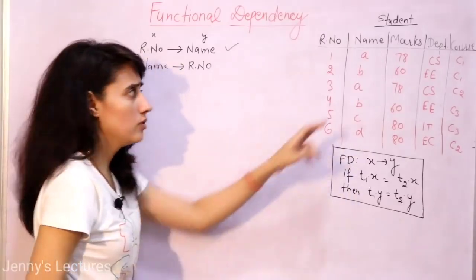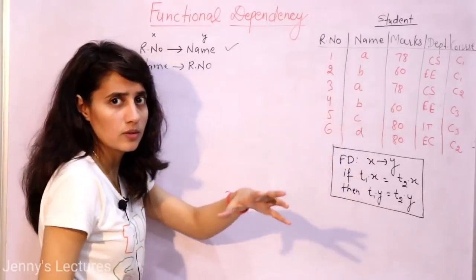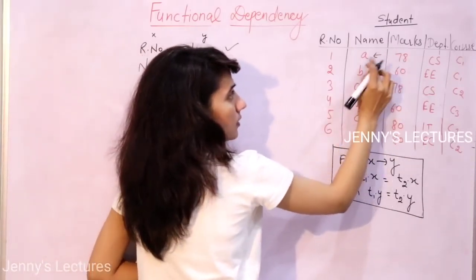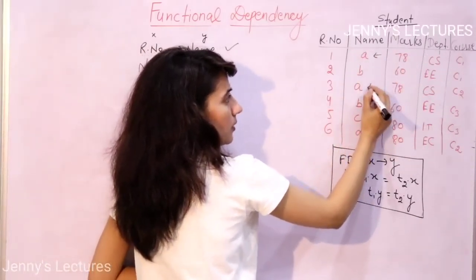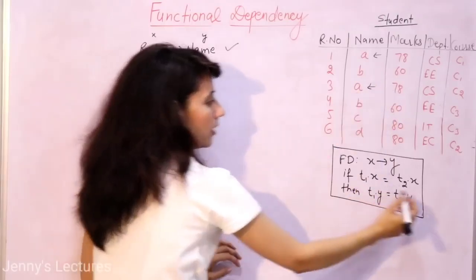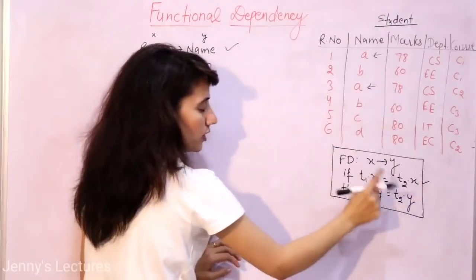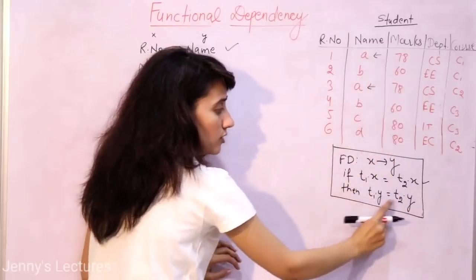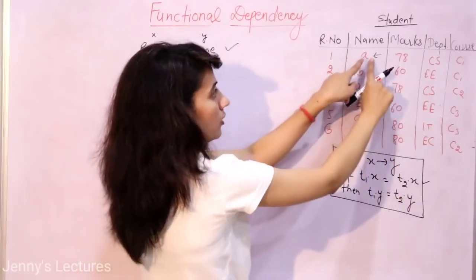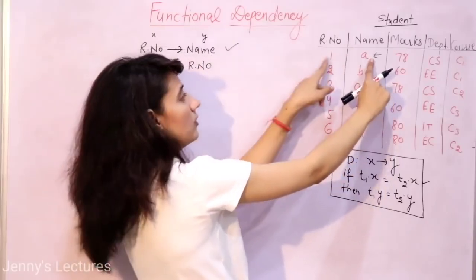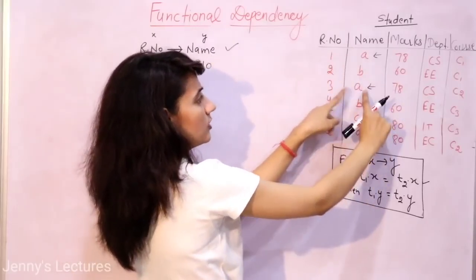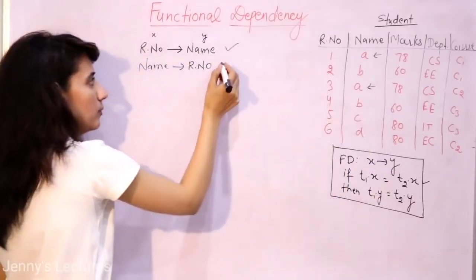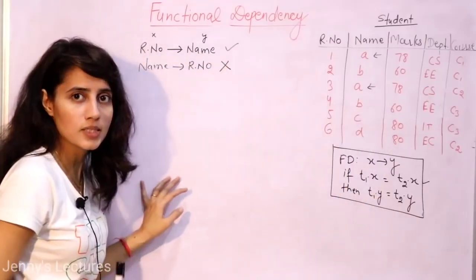Just check for the repeated values, right? That would be very easy for you. Now for this tuple, the name is a, for this tuple, name is also a. Now you can easily say that this condition is true. So this must be true. Now check the value of y. Here y is roll number, which is 1. For this tuple the value of y is 3. So this is not true. It means this is not a functional dependency.